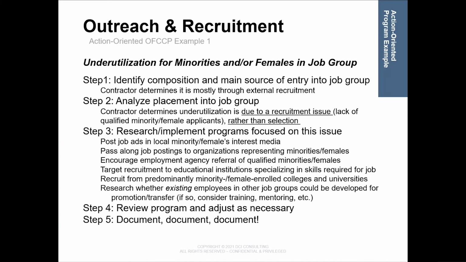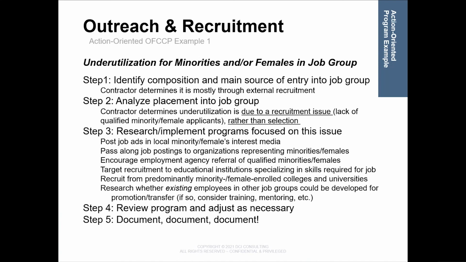So here is a contractor that has identified a problem area where they lack utilization for both minorities and females in job group 2A, which is an analyst. When they say lack utilization, it really means that they're underutilized. So job group 2A, which are analysts, are underutilized for minorities and females, meaning their incumbency is statistically different than their availability. So the contractor has established a goal to increase both minority and female utilization in this job group 2A of analysts.